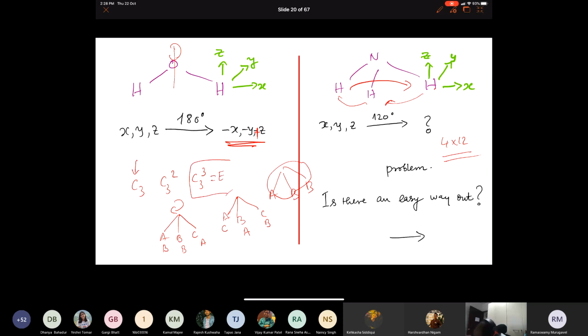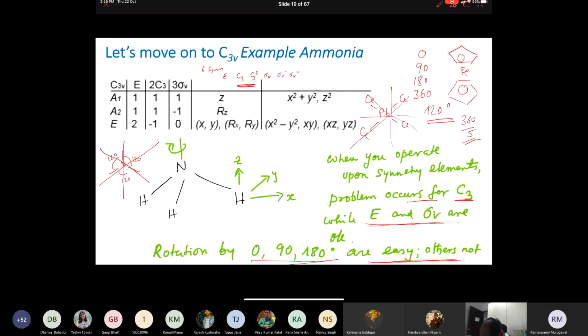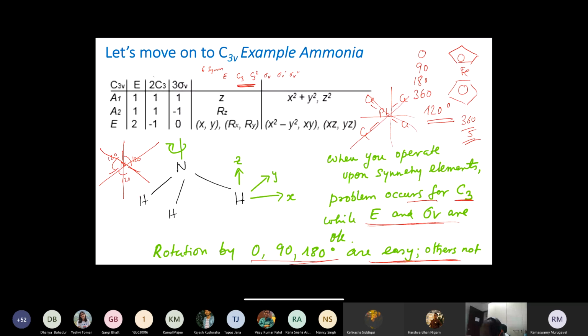So it is not a unique symmetry operation. So there's a C3 and C3^2. They both belong to the same class. That's why in the character table, you have a prefix of 2. Same way, you have 1 mirror plane, 2 mirror planes, 3 mirror planes, all having the same symmetry, same class.